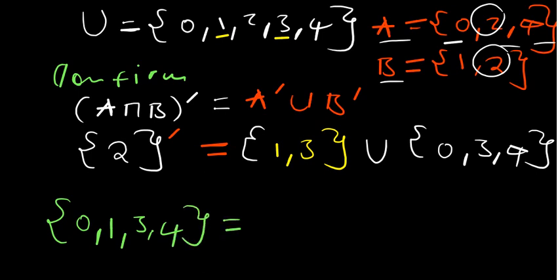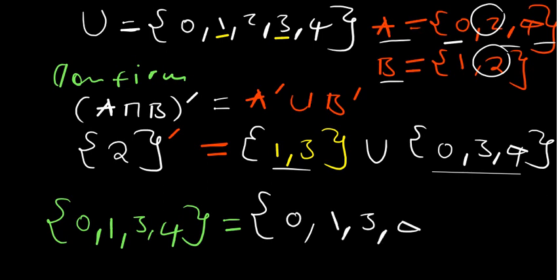Then on the other part, you're looking at the union there. So the union of the two sets are going to be what? You combine all the elements together. So the list is 0, followed by 1, 3, and then 4. So everything that we have is the same on the left and the right hand side.